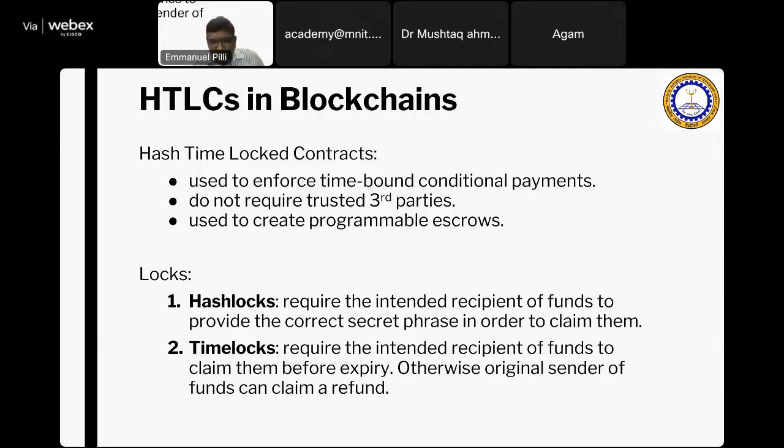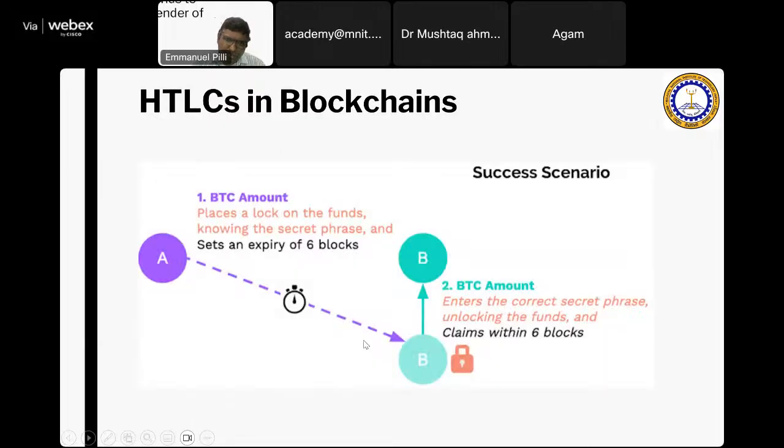Two types: hash locks. Basically, a hash must be there, which will be a hash, and you get the correct value, so you can unlock it. Then you have a time lock, where you can't claim the funds before that particular time has passed. So that is how you can do that, right? So when you want to do this in a blockchain, how you want to use it. So there is one individual A which places a lock on the funds, knowing the secret phrase, and sets an expiry of 6 blocks. It's a time lock.